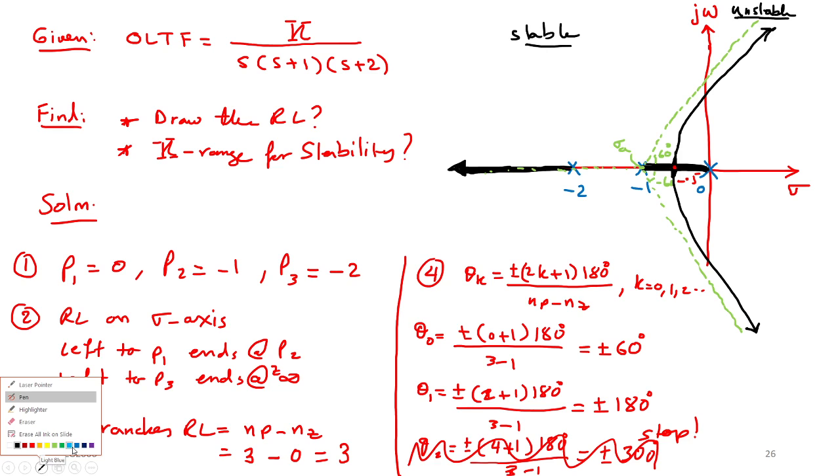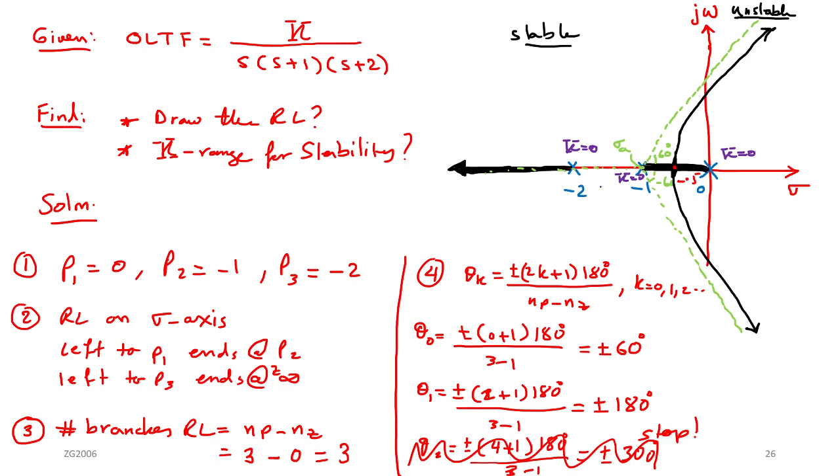Green, we already used the green. Blue, we already used blue. Purple, let's use purple. When k equal to 0, you are here, and here, and here also. Got it? So when k equal to 0, you are on this pole, and this pole, and this pole. Three roots of the characteristic equation.